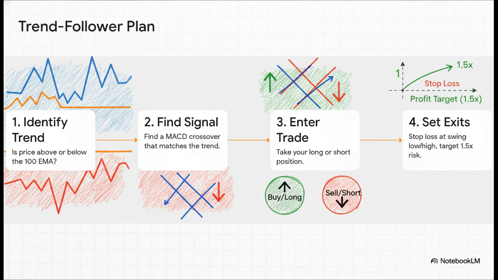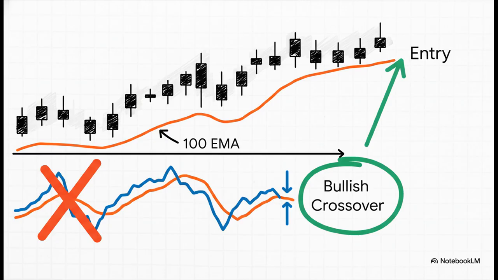Step 1, we need a trend filter. For this, we're going to use the 100-period EMA. Super simple rule. If the price is above the 100 EMA, we're only looking for buy signals. If it's below, we're only looking for sell signals. Got it? Okay, step 2, we wait for a MACD crossover that agrees with our trend. Step 3, we enter the trade. And step 4, we manage it. We'll put our stop loss at the nearest swing high or low, and we'll target a profit that's 1.5 times whatever we're risking. Let's look at a real example. So here, the price is way above our 100 EMA. That tells us the trend is up, our bias is long.